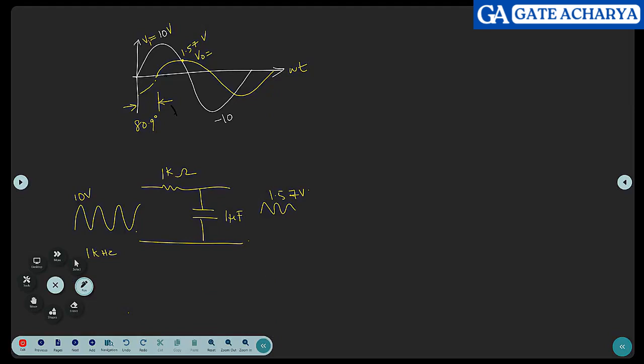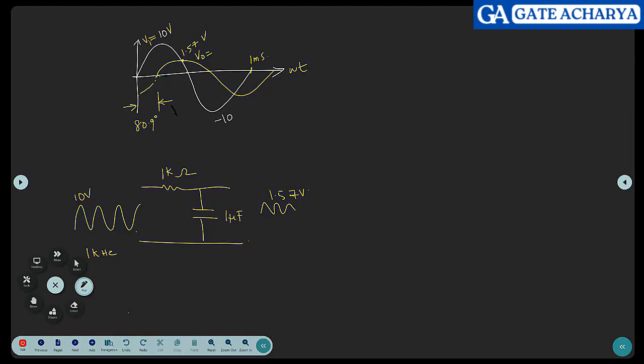1 kilohertz means what is the time period of the signal? 1 millisecond. So that means here it is 1 millisecond, right? In 1 millisecond, one cycle is over. So this will be 0.5 and this will be 0.25. So this is approximately 0.25 milliseconds. You understand? 90 degrees is 0.25.